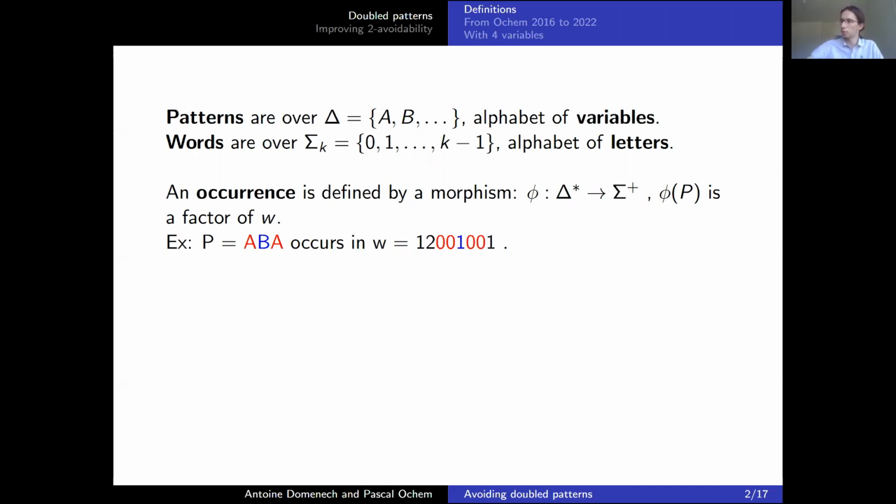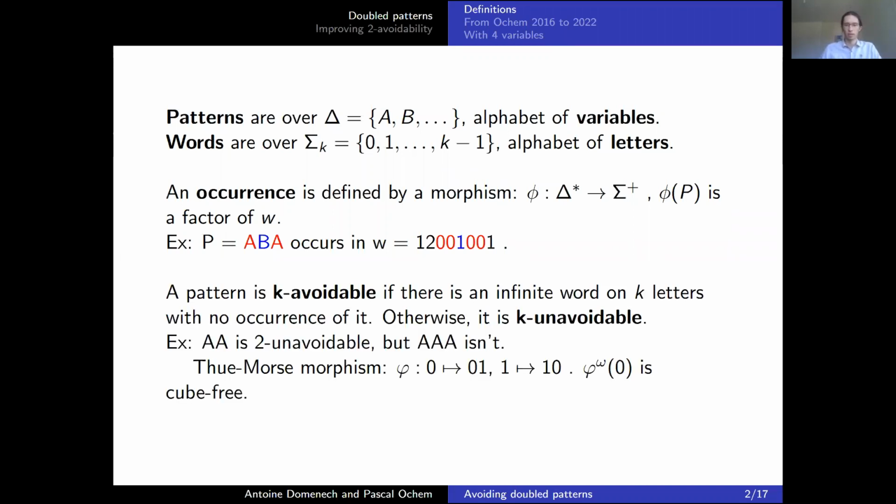If you take a look at the example in the middle of the slide, you have the pattern ABA. It's over capital letters, so it's a pattern, and it occurs in the word on the right. Because if you take A to be 0 and B to be 1, then you have ABA, which is 0-1-0, as a factor of the word. That's an occurrence. So formally, an occurrence is defined by a morphism that maps variables to words. And remark that it's a non-erasing morphism. Each variable must be mapped to at least one letter. We cannot forget a variable. And the image of the pattern must be a factor of the word, just like in the example.